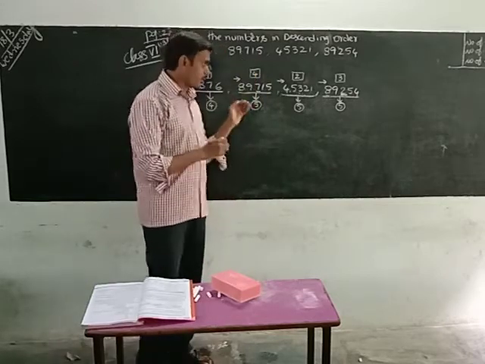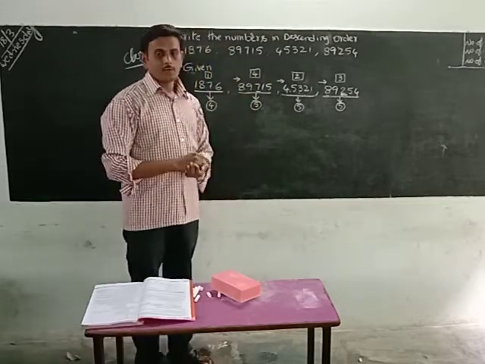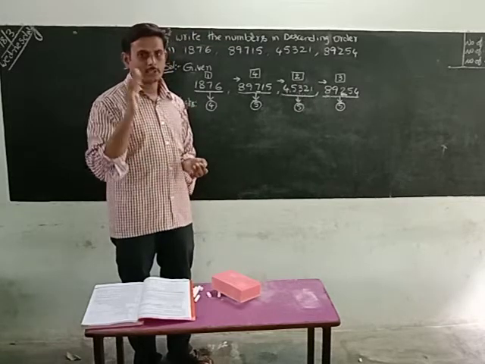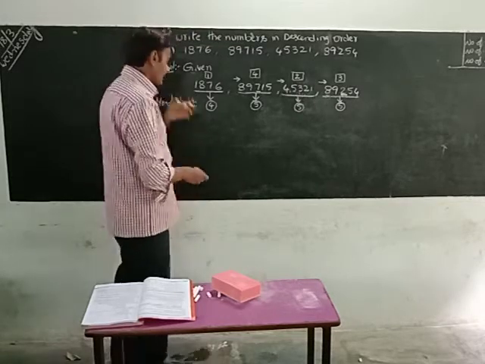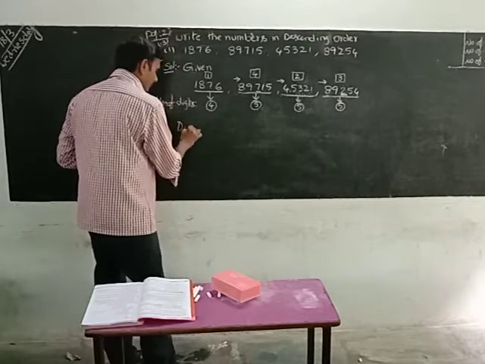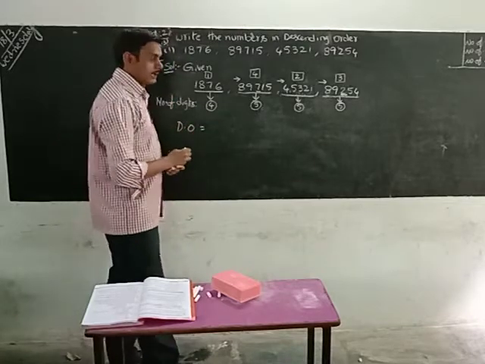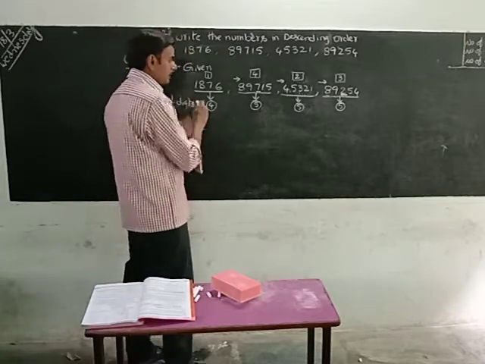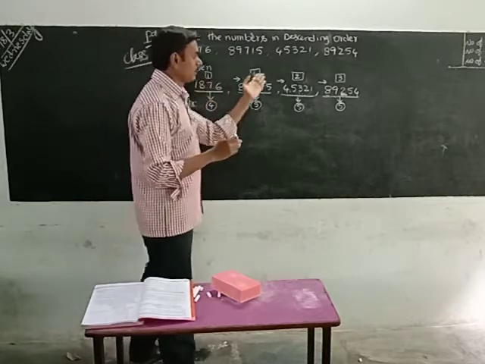But we have to write the final solution. While writing the final solution, first you have to remember whether you are writing ascending order or descending order. Okay, now I am writing descending order. Descending order means the arrangement is big to small. Big to small means here we have places 1, 2, 3, 4.